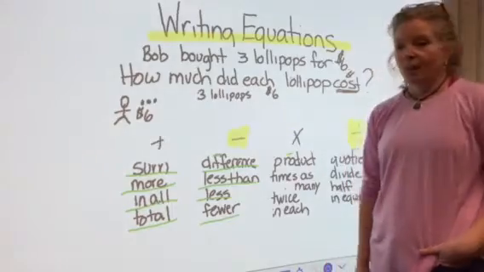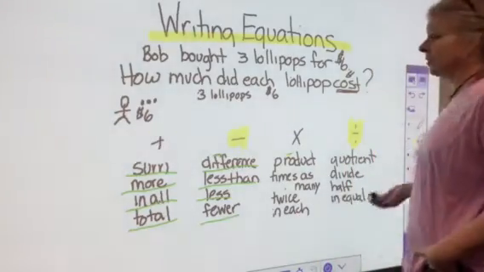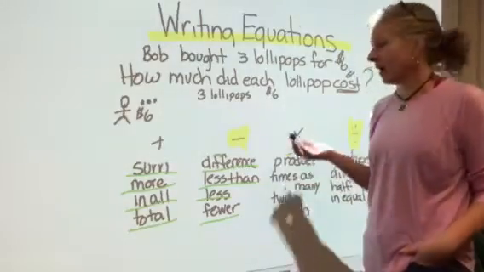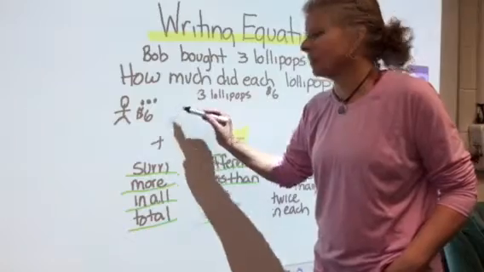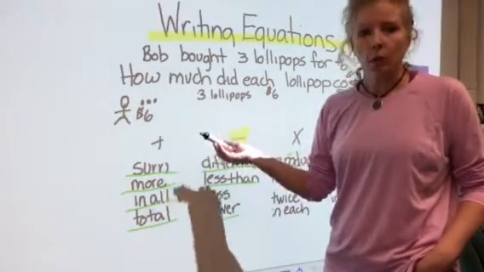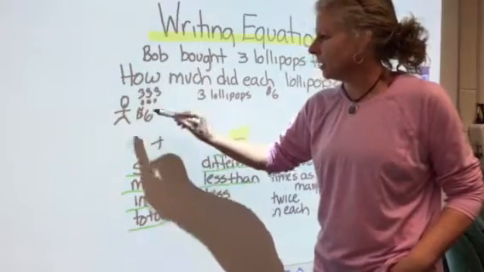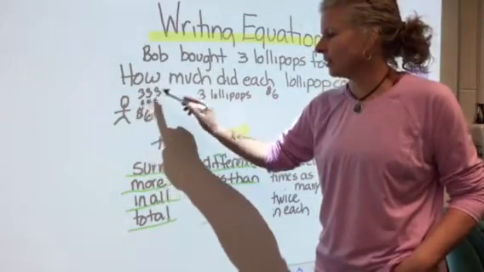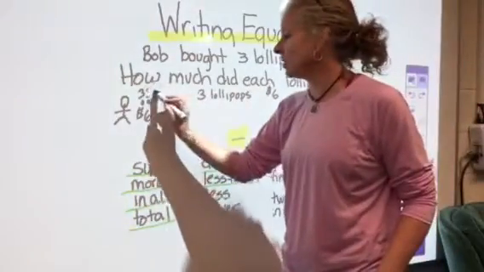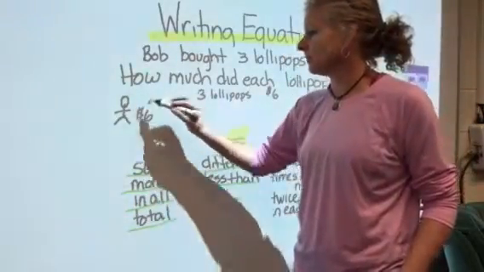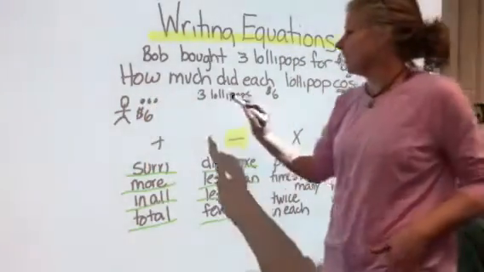Now, if you just got here and you're like, okay, I don't know, I either need to subtract or I need to divide. Well, let's just guess and check. 6 minus 3. 6 minus 3 is $3. Does it make sense that each lollipop cost $3? 3, 6, 9. That can't be true because he only spent 6. Subtraction does not work. What does that leave me with? That leaves me with division.